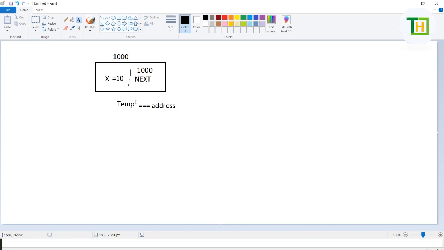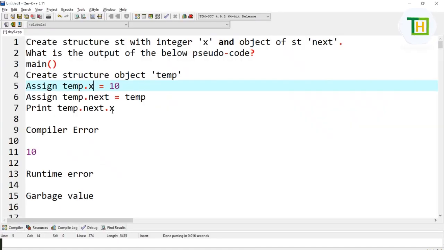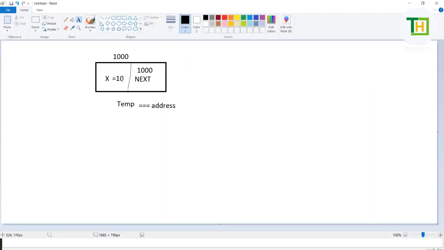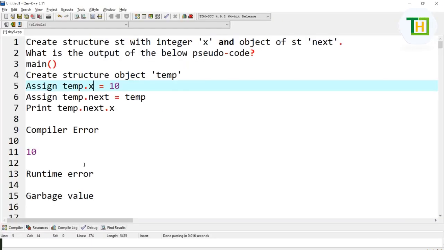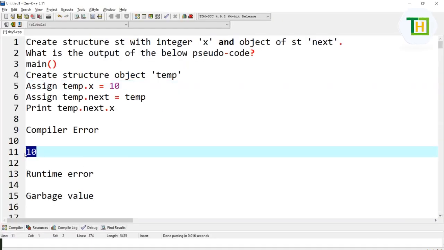Now it is asking for temp.next. What is temp.next? temp.next is 1000, and what is in the x value? That is 10. Yes, the answer is 10 here.